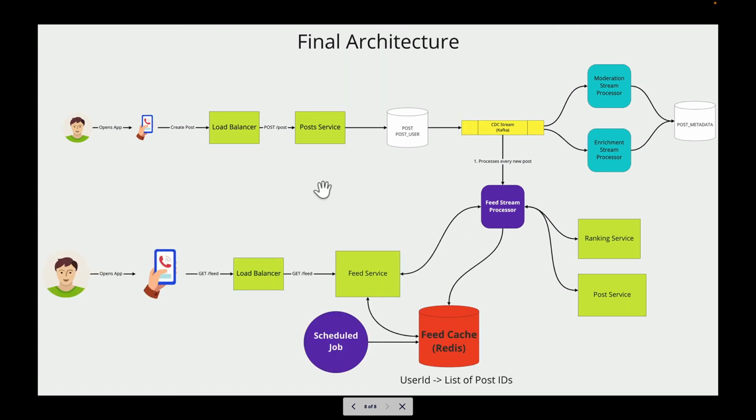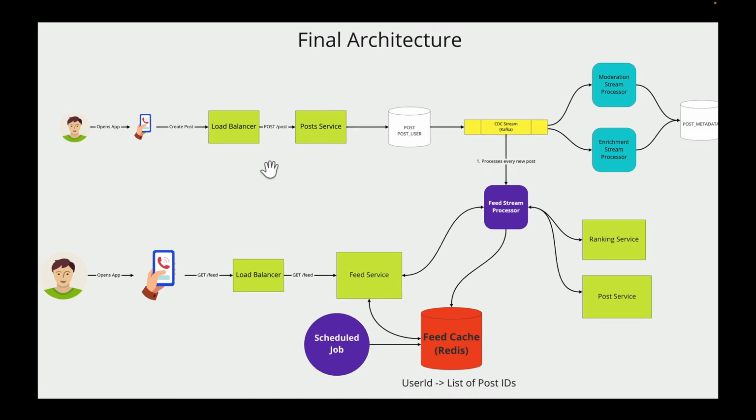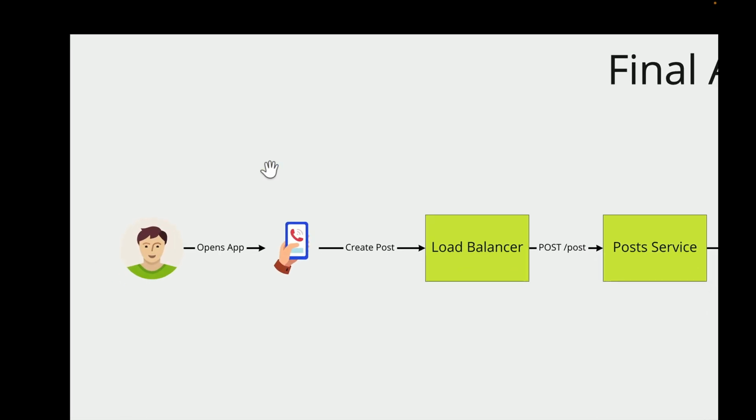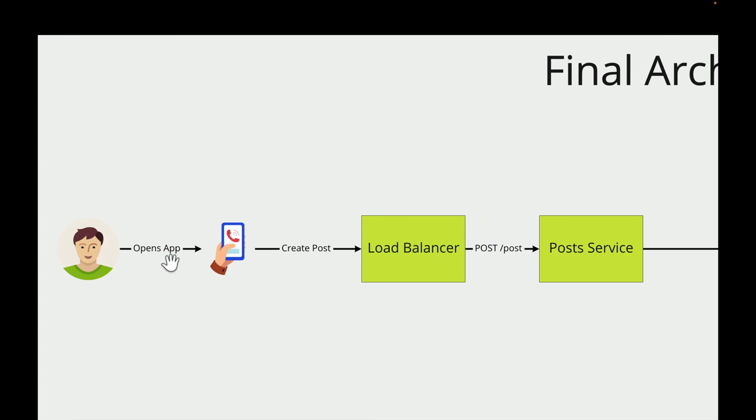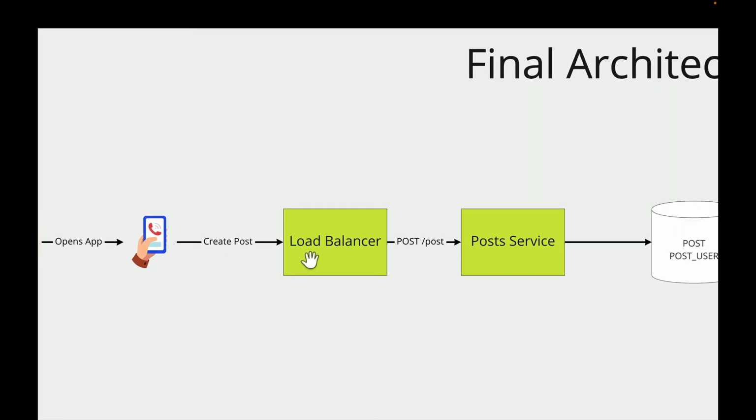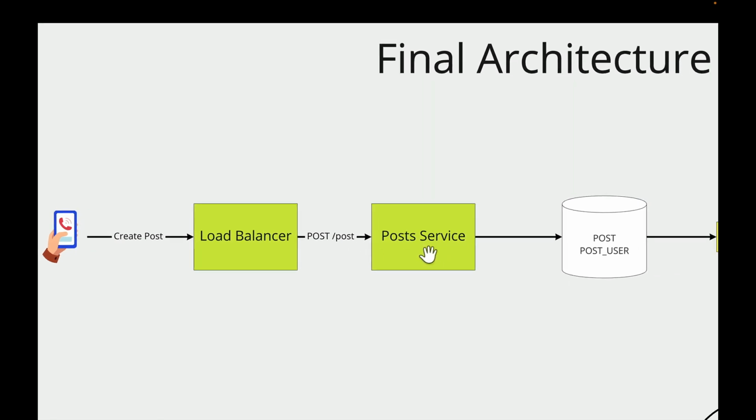All right, so putting all of those together, we're going to look at both the use cases together now. So the creation and the consumption. For the creation bit, the user is going to open their app and create a post. The app is going to hit the load balancer, and the load balancer is going to call the post service.